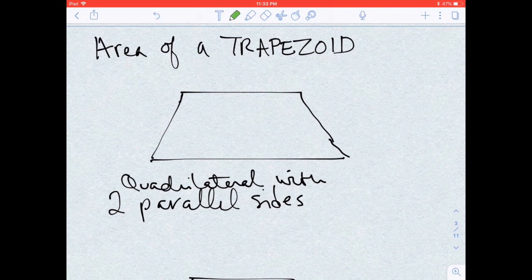Okay, for our next example, we're going to be talking about the area of a trapezoid. So to do that, we need to remember what a trapezoid actually is. A trapezoid is a quadrilateral, which means it has 4 sides, and it has at least 2 parallel sides. In this case, it's my 2 bases right here. Okay, so these are parallel. This guy and that guy are not parallel, just my top and my bottom. And that's what makes it a trapezoid.